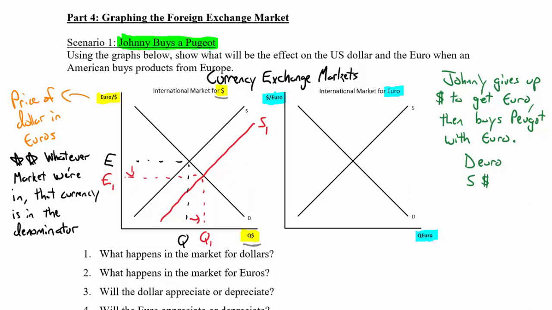On the other hand, I want euro, and I've happily given up my dollars in order to get euro, so the demand for the euro is going to increase. I've got the quantity here, and this would be the price of the euro in dollars. Now it is more expensive to get a euro. The price of the euro in terms of dollars has increased from D to D1, and the quantity has increased.